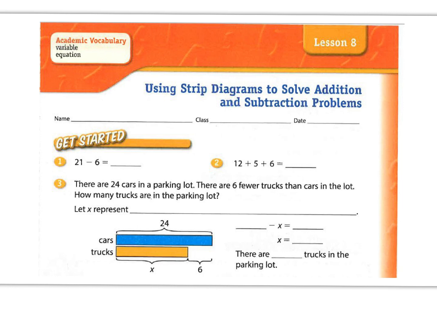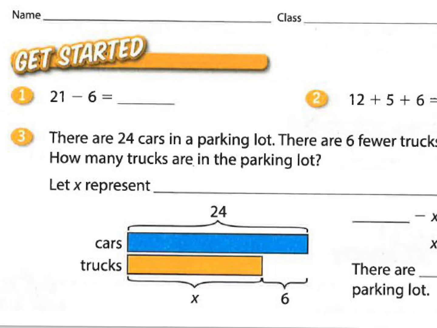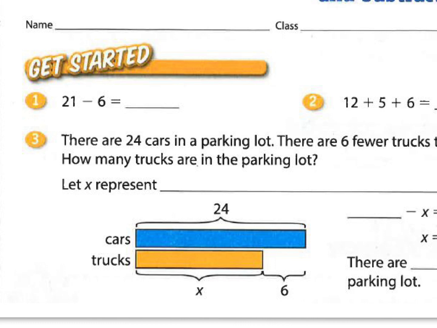So for getting started, number 1 says 21 minus 6. Well, remember when we do our problems, we want to line up vertically. So we'll do 21 minus 6. And then we can't do 1 minus 6. We got to borrow and regroup. Make that a 1. Make this an 11. 11 minus 6 is 5. And then 1 minus nothing is 1. So the answer is 15.